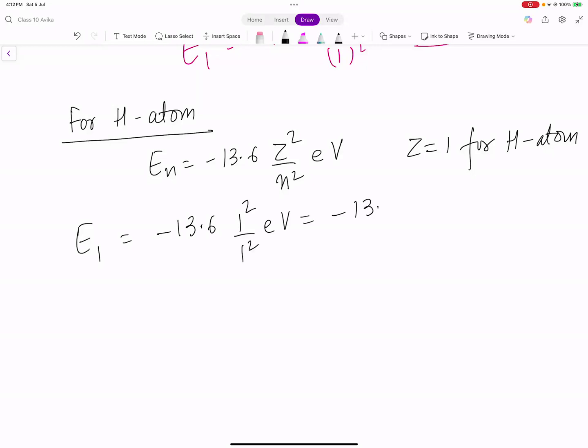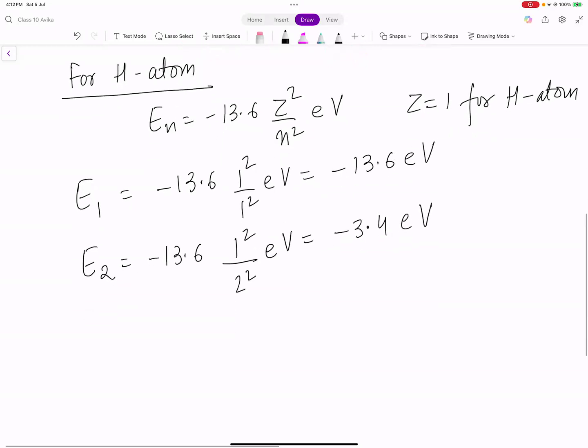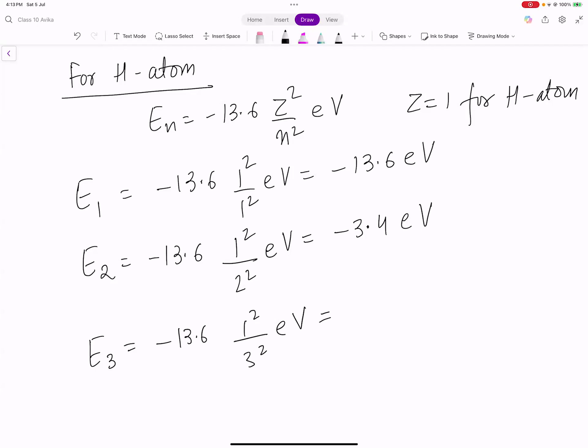Minus 13.6 electron volts. E2 will become minus 13.6, Z is again 1, square by 2 square EV. 13.6 by 4 becomes minus 3.4 electron volts, right? Quite sharp fall. And E3 is minus 13.6, 1 square by 3 square EV. This I have to calculate. Let's see how much it is. 13.6 by 9.